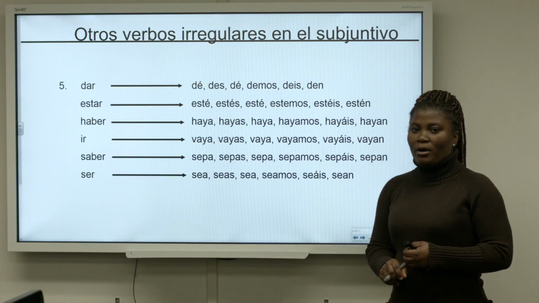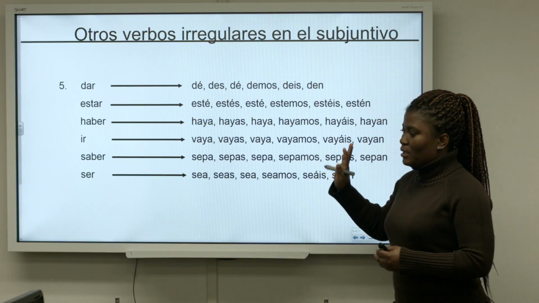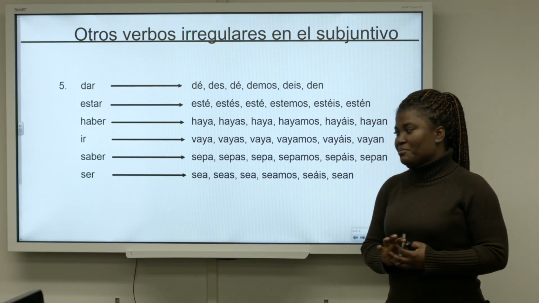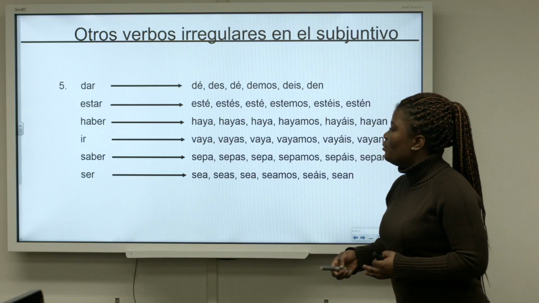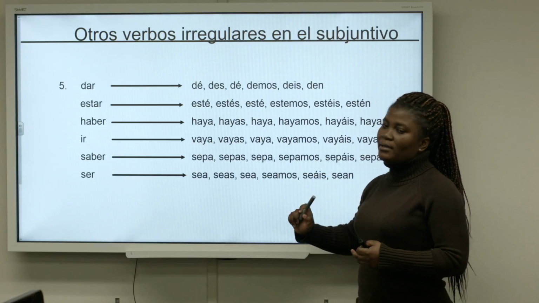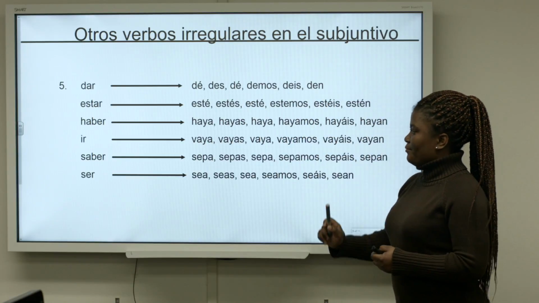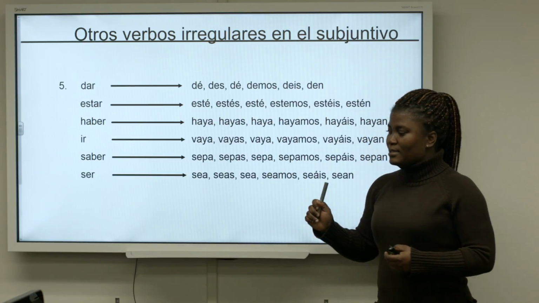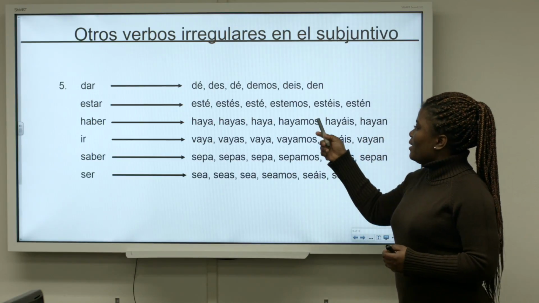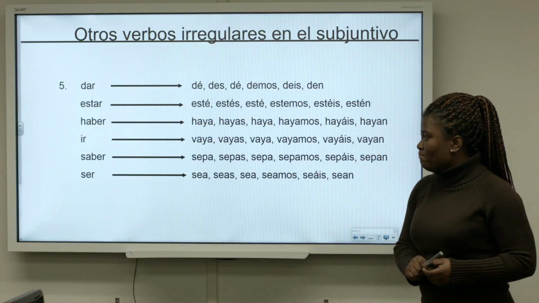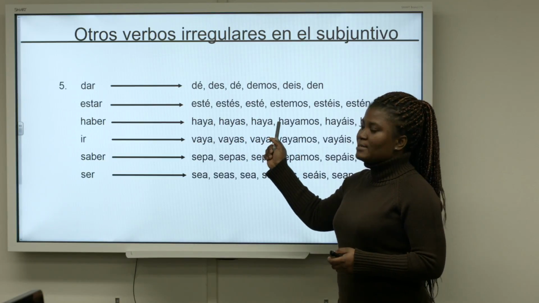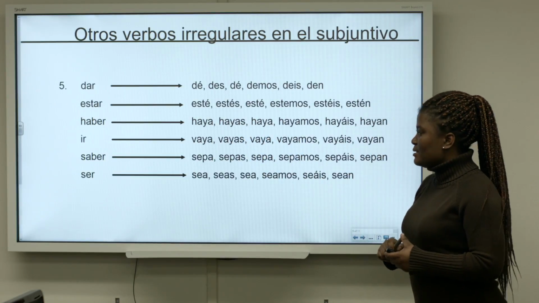The next group of irregular verbs are verbs that are completely irregular in the subjunctive. Examples: dar, which is dé, des, dé, demos, deis, den. Estar, esté, estés, esté, estemos, estéis, estén. Then haber, haya, hayas, haya, hayamos, hayáis, hayan.